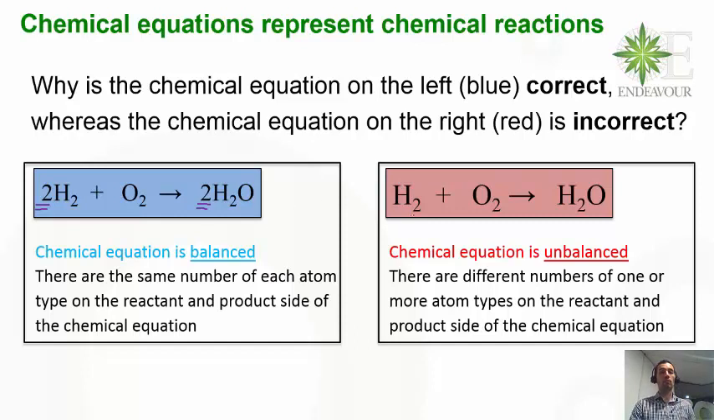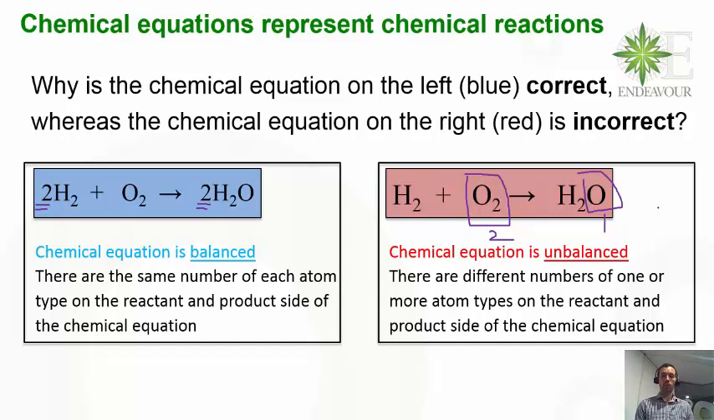You can't have 1 molecule of hydrogen and 1 molecule of oxygen creating 1 molecule of water because the atom types don't match up. In this case, there's more oxygen atoms on the left-hand side than there are on the right-hand side. 2 here and 1 here, which tells you that the equation is not balanced.